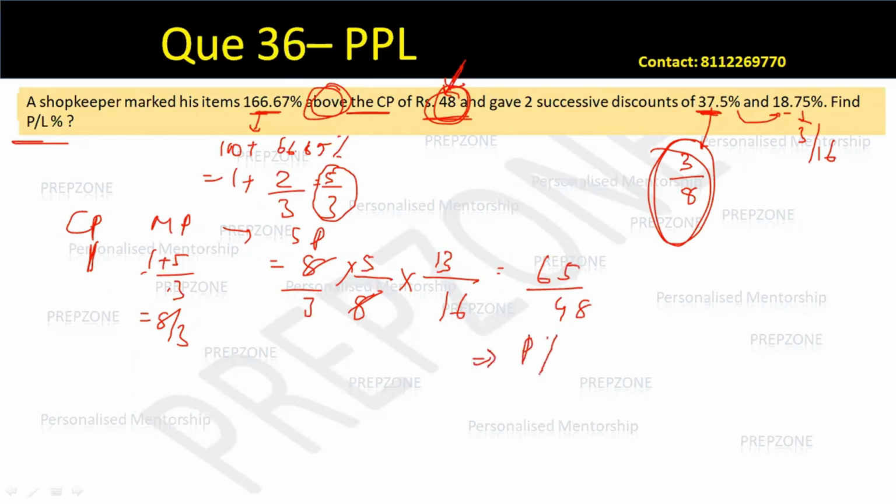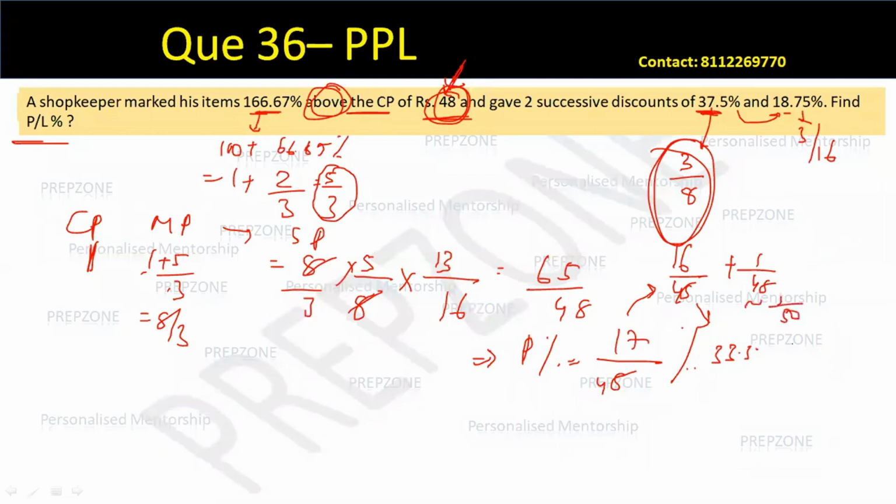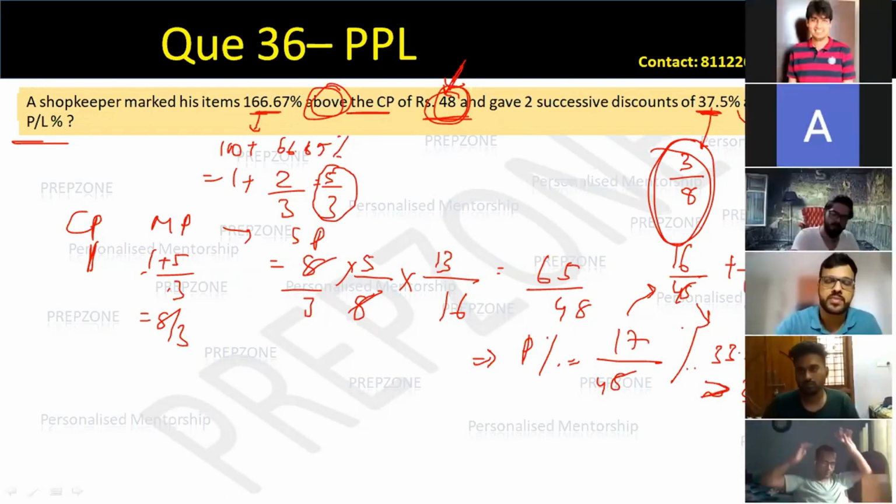So how much is my profit percentage? 65 minus 48 is 17. 17 by 48%. Now how do I calculate this? I know this is 16 by 48 plus 1 by 48. 16 by 48 is 1 by 3, which is 33.33%. 1 by 48, I can sort of assume it to be 1 by 50, which will give me 2 more percentage. So this will be close to 35.3%. Will it be higher or lower? It will be higher, because 1 by 48 is higher than 1 by 50. That's how you solve it, like 35.3, and then you can check options.